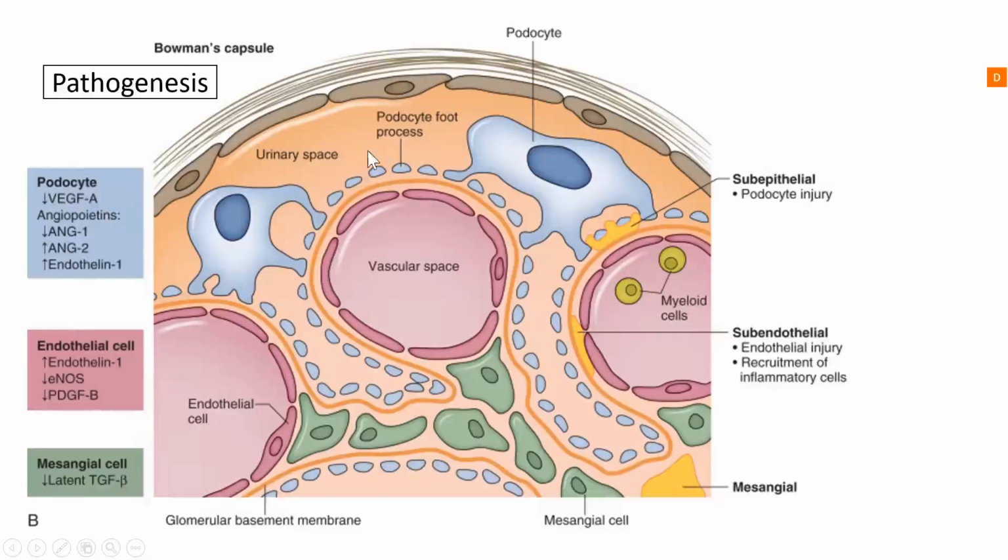And in this case, a beautiful diagram of the pathogenesis, which all of us should know. So these all have been covered, but these are the mediators. The podocyte with the decrease in the vascular endothelial growth factor, angiotensin 1, angiotensin 2, endothelin 1. And also in the endothelial cell, these all are being reduced, so also in the mesangial cell. And subsequently, you find that there can be a podocyte injury, endothelial injury, recruitment of the inflammatory cells, the myeloid cells shown over here, and the mesangial cell undergoes proliferation.